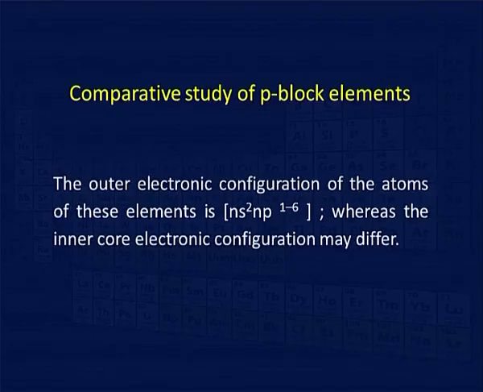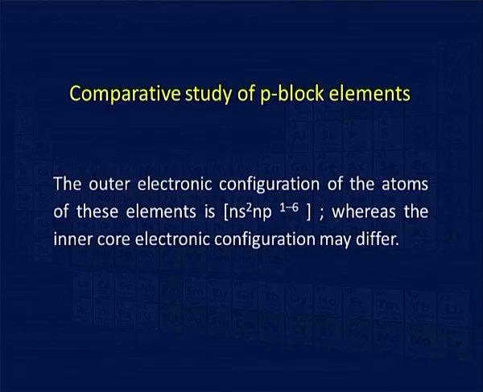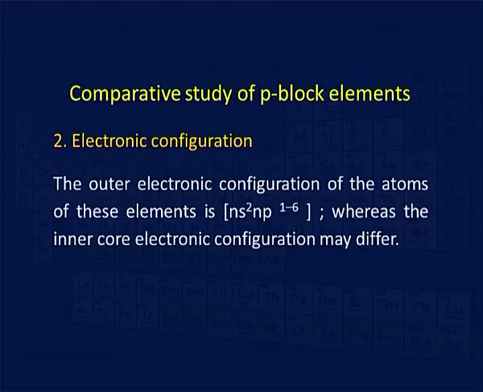The outer electronic configuration of the atoms of these elements has a general pattern of ns2 np1 to 6, which means the s orbital is holding 2 electrons and the p orbital has from 1 to 6 electrons, that is 1 electron in the p orbital for the 13th group and 6 electrons for the last one, whereas the inner core electronic configuration may differ slightly.